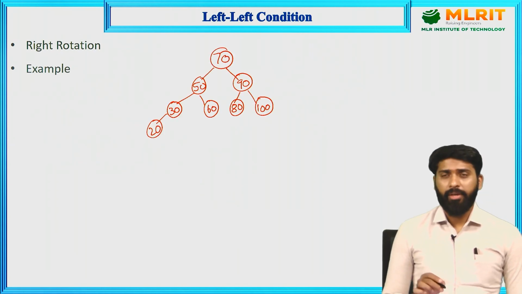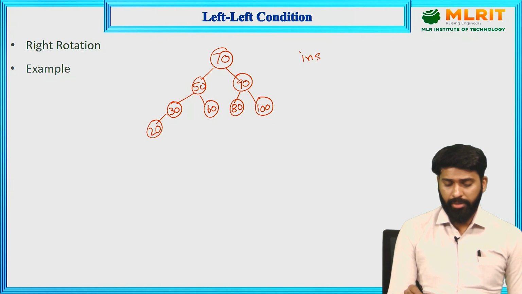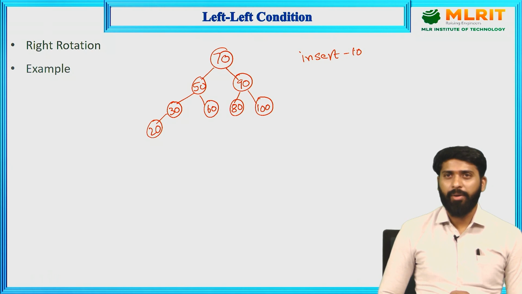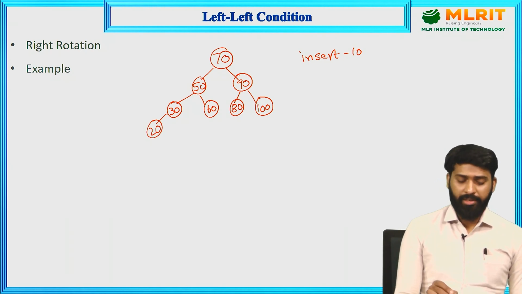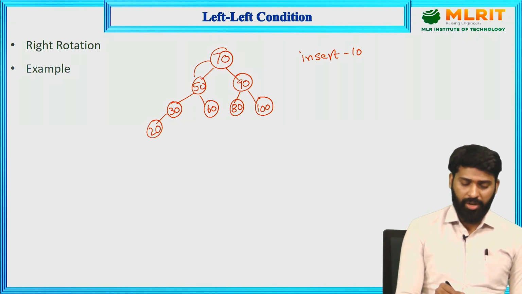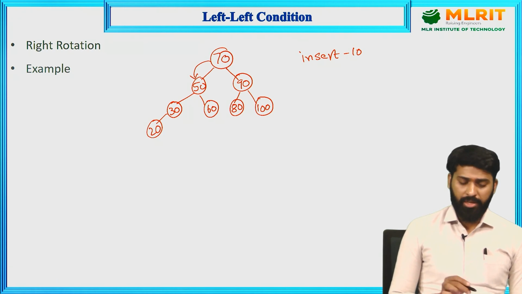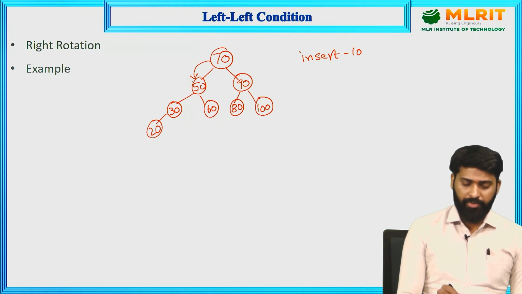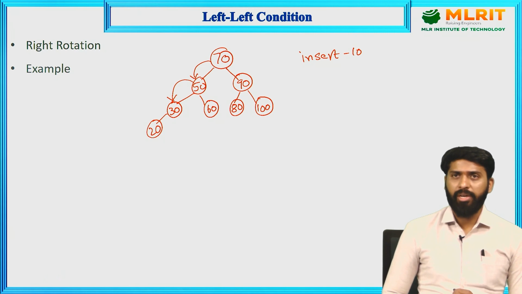So now here I try to insert 10. Now you see what happened. So 10 is less than 70, so traverse to left side. So 10 is less than 50, so traverse to left side.